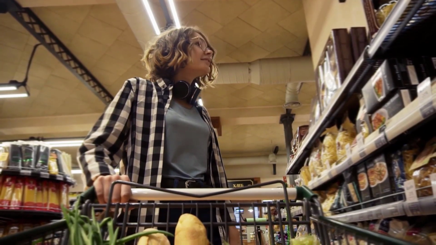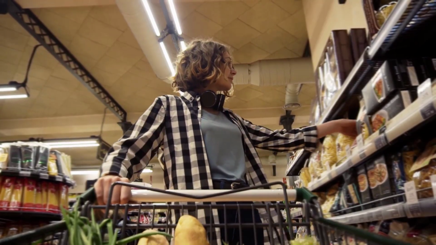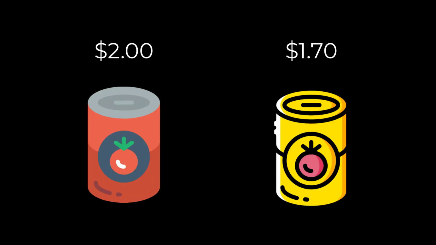Say you were trying to buy the cheapest can of diced tomatoes. One can is $2 and the other is $1.70. This doesn't tell the whole story though. Just looking at the price of a can of tomatoes doesn't tell you which is cheaper. The cans could be different sizes.